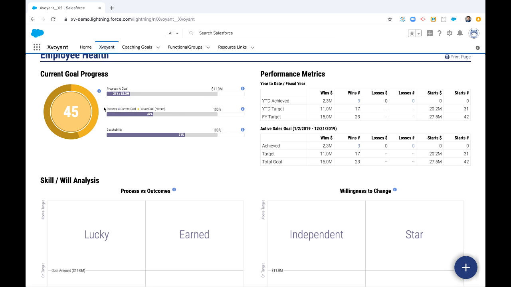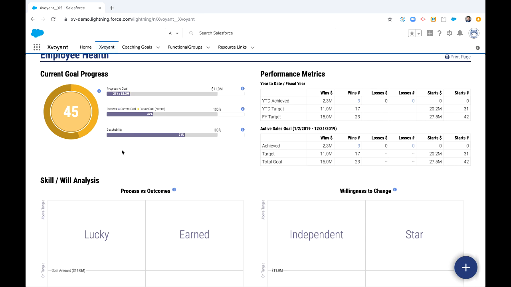Next, we'll look at their process. This is looking at their pipeline. Is their pipeline healthy or is their pipeline weak? In this scenario, we have a weak pipeline. This person is at 42% process, which means even if he closed everything that he could in his pipeline, he still doesn't have enough to accomplish the sales goal that he received by his manager. So we would want to see this process anywhere over 100% to know that you do have enough to accomplish your sales goal.